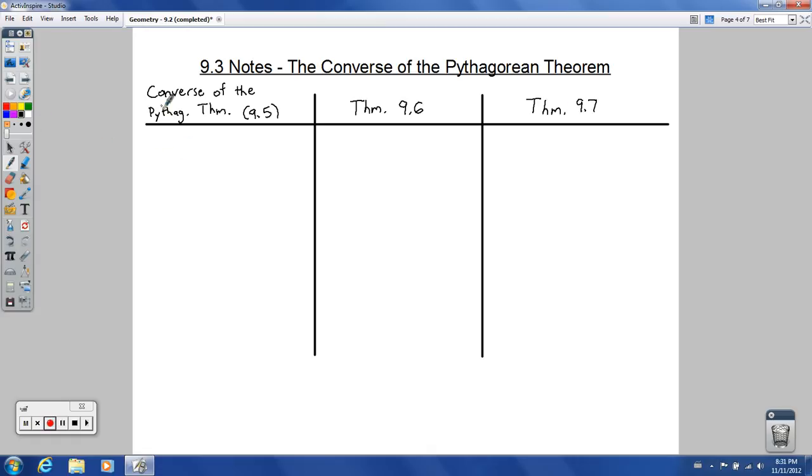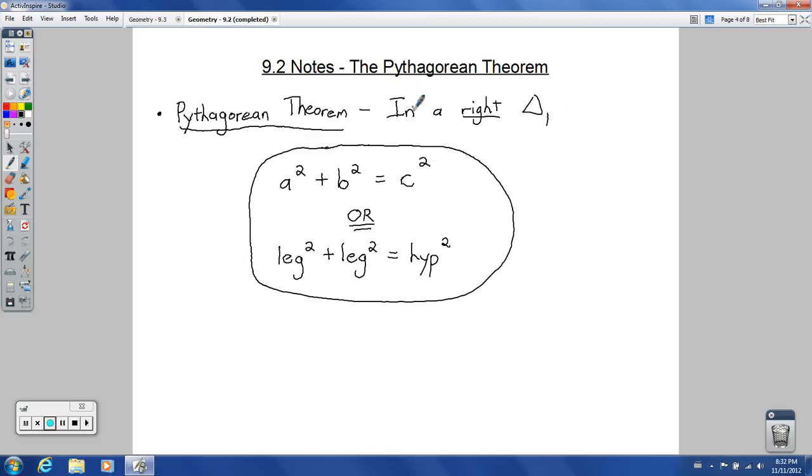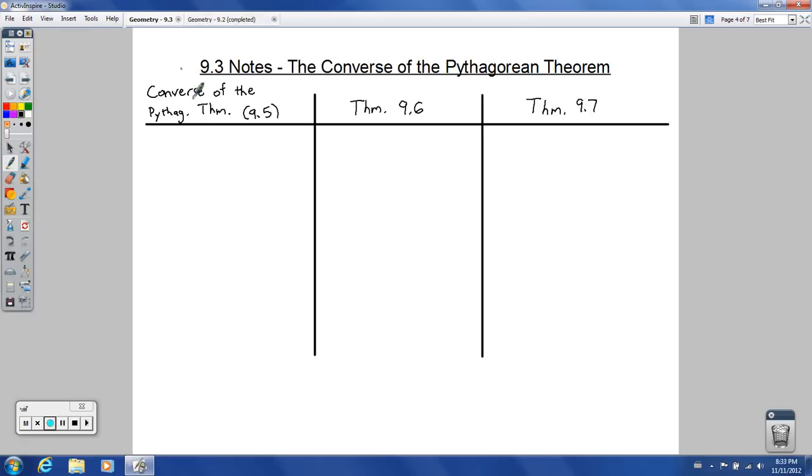Okay. So the converse. The Pythagorean theorem itself says that if you have a right triangle to start, then leg squared plus leg squared equals hypotenuse squared, or a squared plus b squared equals c squared. So we're reversing this. We're going to say now, if a squared plus b squared equals c squared, so two smaller numbers squared and added together equals the third one, the biggest one, squared, then you have a right triangle. That is what the converse of the Pythagorean theorem says.